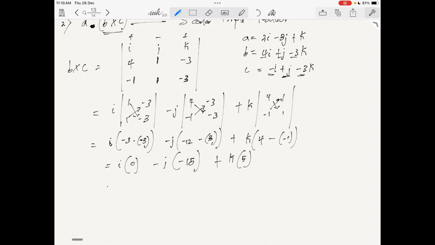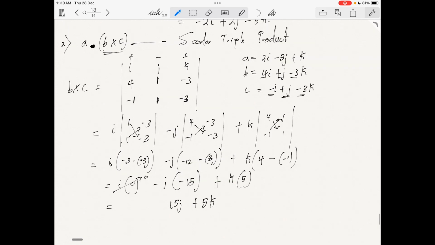So this turns to 0, and we have 15j plus 5k. Now, having solved B cross C, the next thing to do is to evaluate A dot B cross C. Now our A is what? 2i minus 3j plus k. We have here 2i minus 3j plus k, and we are going to have its dot product with 15j plus 5k.